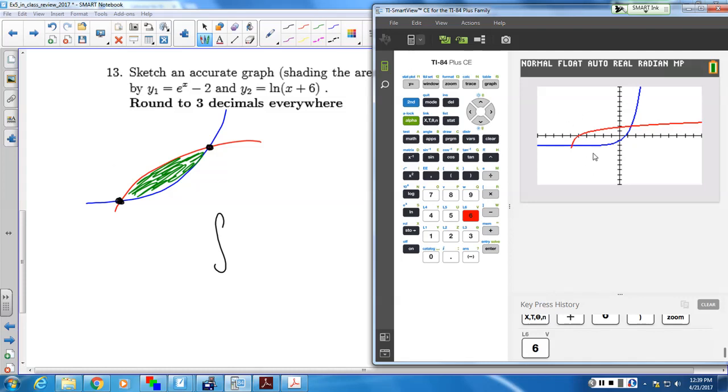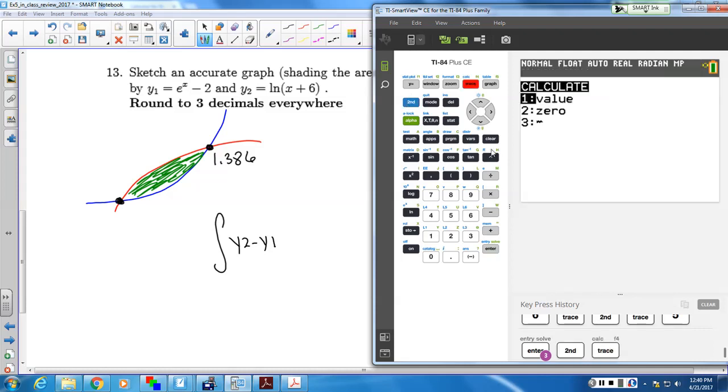If you forget which is which, hit trace, and it'll start tracing on one of them. And you can look at the top of the page and see which one that is. So my y1 is on the bottom, my y2 is on top. So this will be y2 minus y1. Finding my points of intersection, I'm going to go to second trace, number 5, enter, enter, enter. And that one on the left is at 1.386.